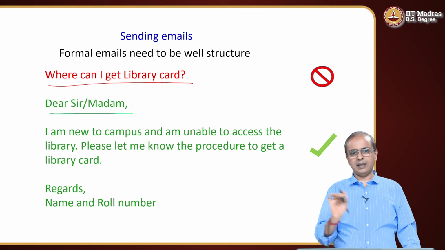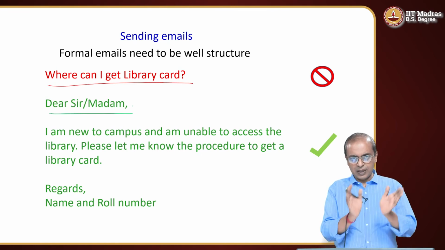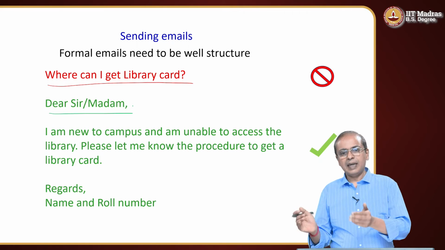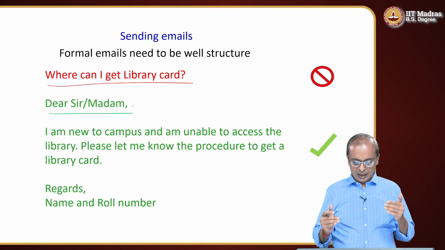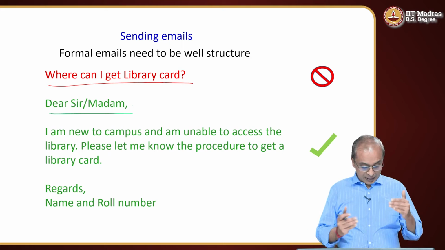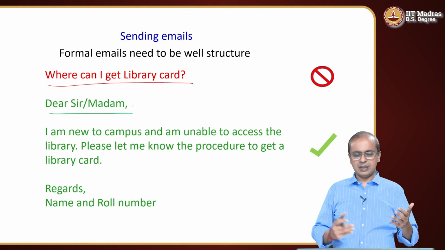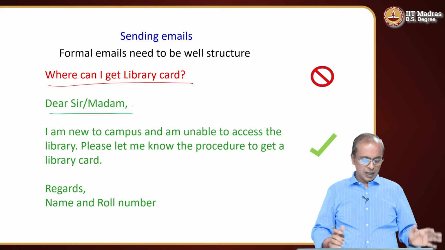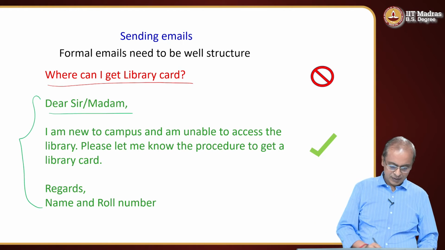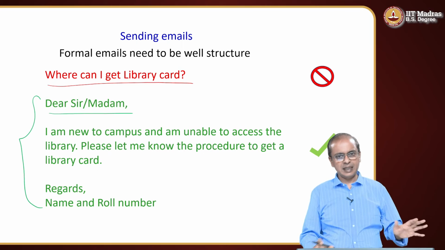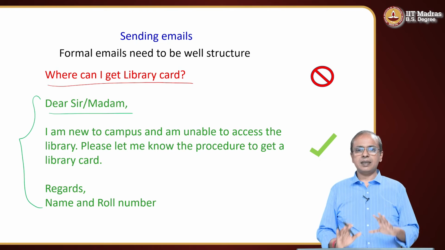So it's clear. What is the situation? Why are you in the situation? What is it you need? And what is it that you want? You want, "Please let me know the procedure to get a library card." Then you also sign off. You say regards and you give your name and roll number or some such thing which identifies you. This is a good way of writing. It is not verbose, it is not wasting people's time, it is polite, it is complete.